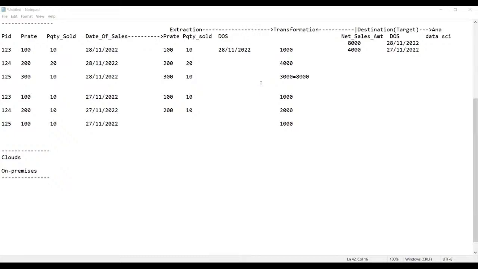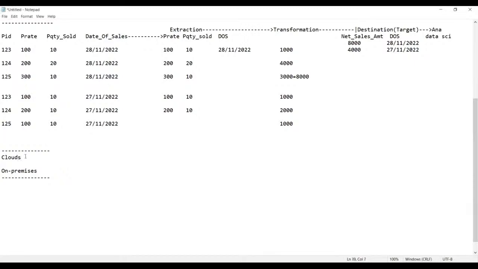So now the data which is stored in Google Drive is nothing but data on the cloud. And the data in your mobile phone is called what? On-premises. So now, slowly all the corporates and business entities are moving from the on-premises environment to the cloud environment.